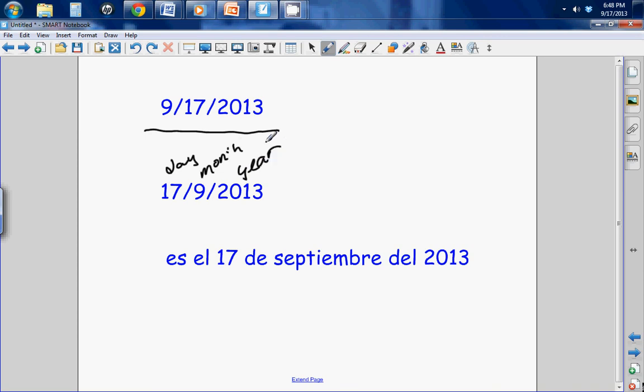Okay? So it goes from the smallest unit of time to the largest, because day is the smallest, month is the next, and then year is the largest. So in this case, it really does make more sense to say the day, then the month, then the year. Alright? And so when we say the day in Spanish, if we wrote it out, it would look like this. Es el 16, lo siento, I'm sorry, es el 17 de septiembre del 2013.